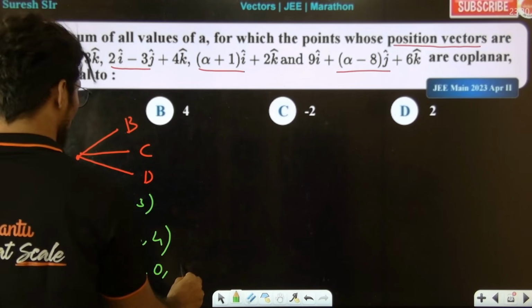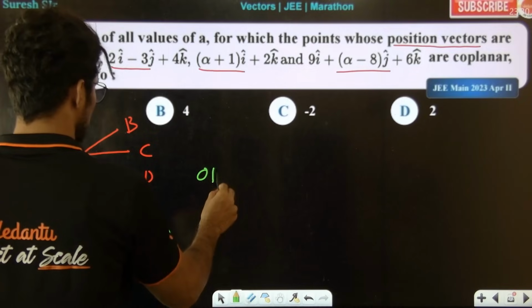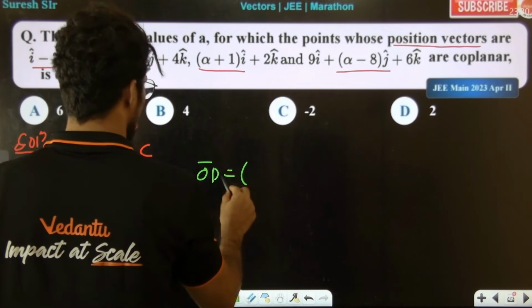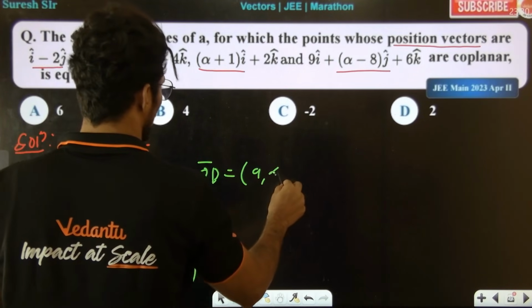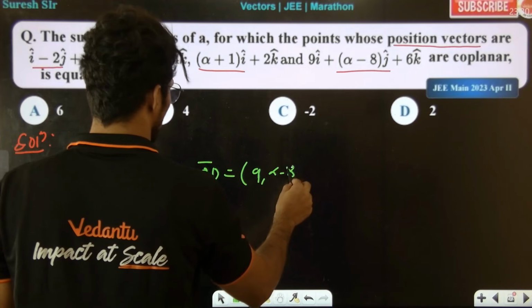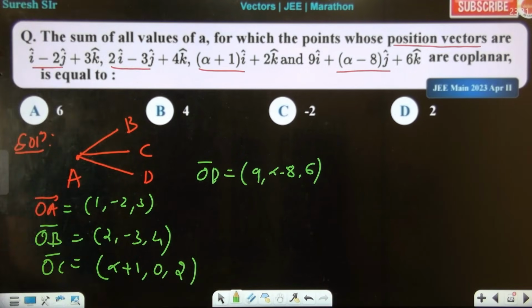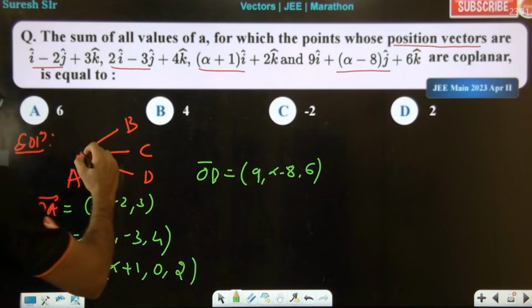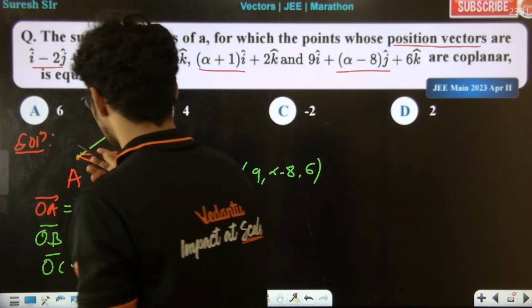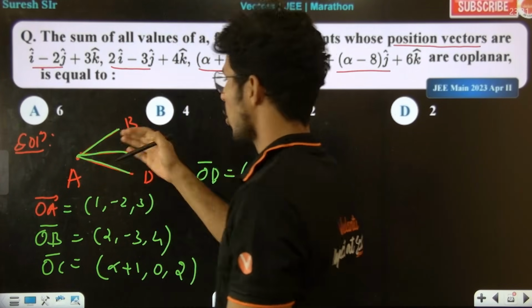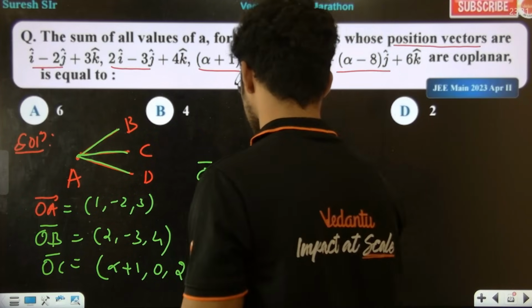Alpha plus 1, 0, 2. And OC, OD. OD is basically 9, alpha minus 8, alpha minus 8, 6. So these are coplanar. Now, coplanar means what? Basically, the box product of AB, AC, AD should be 0.